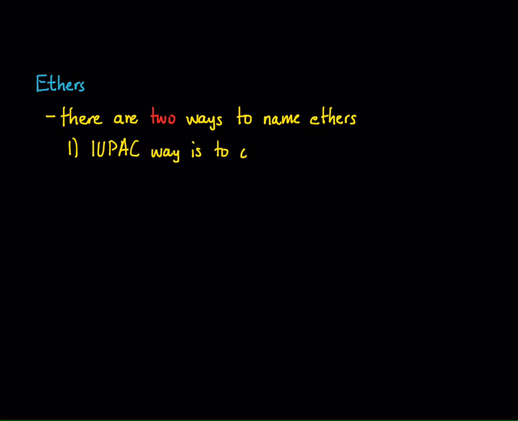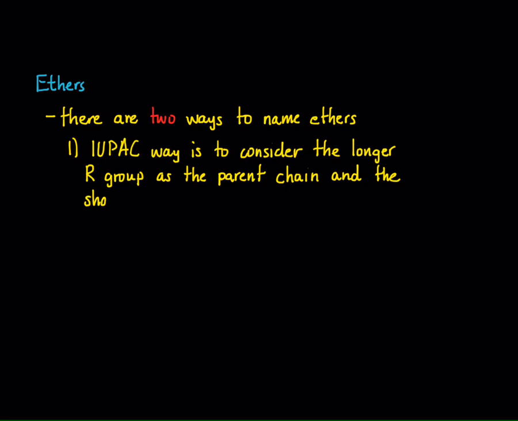Now the last substituted alkane that I want to talk about are ethers. And there are 2 common ways to name ethers. The IUPAC nomenclature is to consider the longer R group coming off of the oxygen as the parent chain, and then the shorter R group plus the oxygen is called an alkoxy substituent.